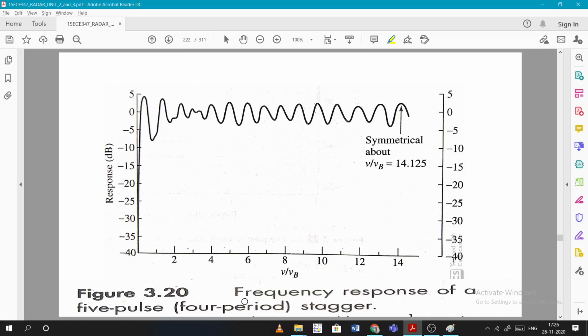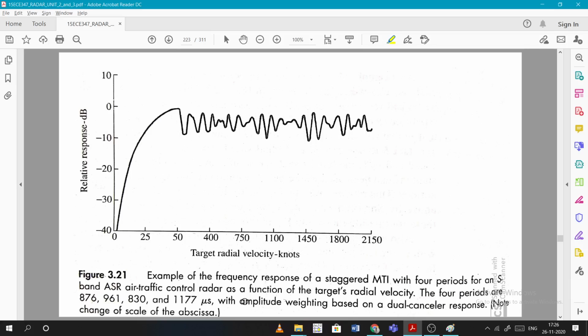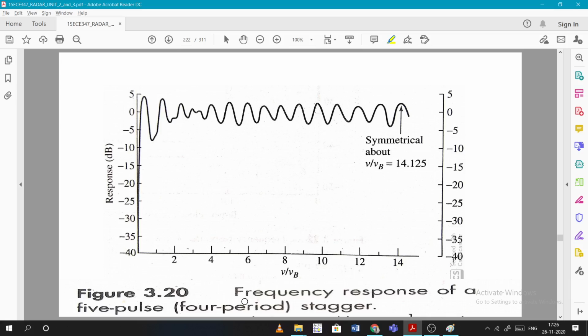So this is the frequency response of a 5 pulse stagger. Now this is an example of the frequency response of a staggered MTI with 4 periods at S band. We are taking 4 PRFs. This has 4 periods, and this is also 4 periods, with 5 pulses.